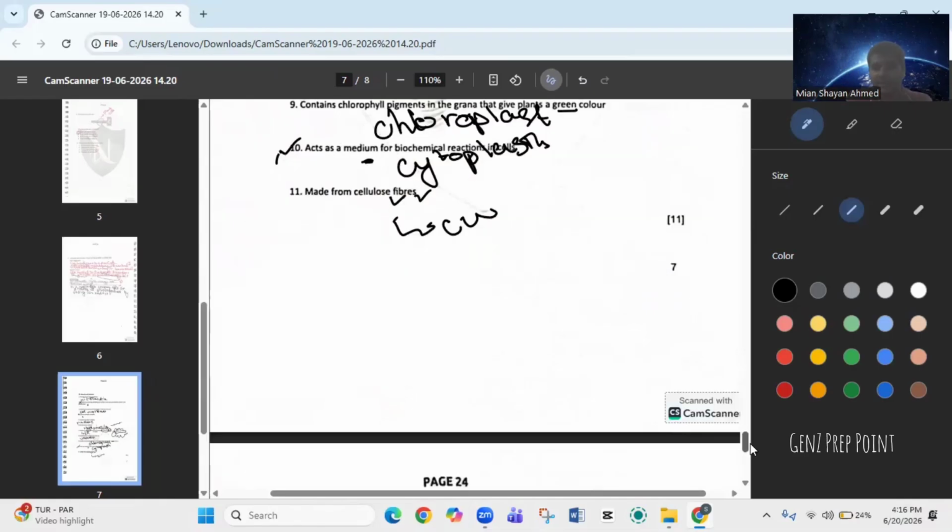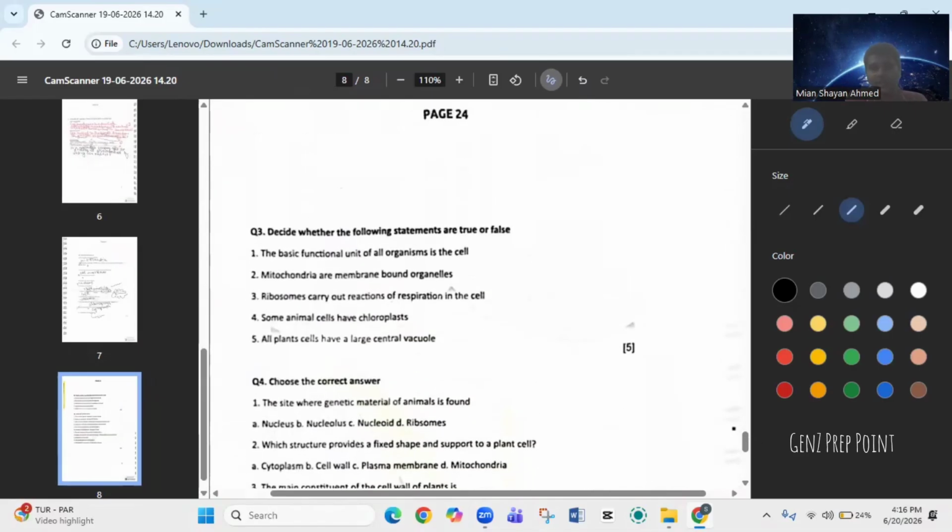If we move further, this would be the second last question. Decide whether the statement is true or false. This is created by me. This is not from the past papers because true and false doesn't come in your papers. The basic functional unit of all organisms is the cell. What are we made from? We are made from cells. What is a cell made of? Zygote. So the basic functional unit of life is the cell.